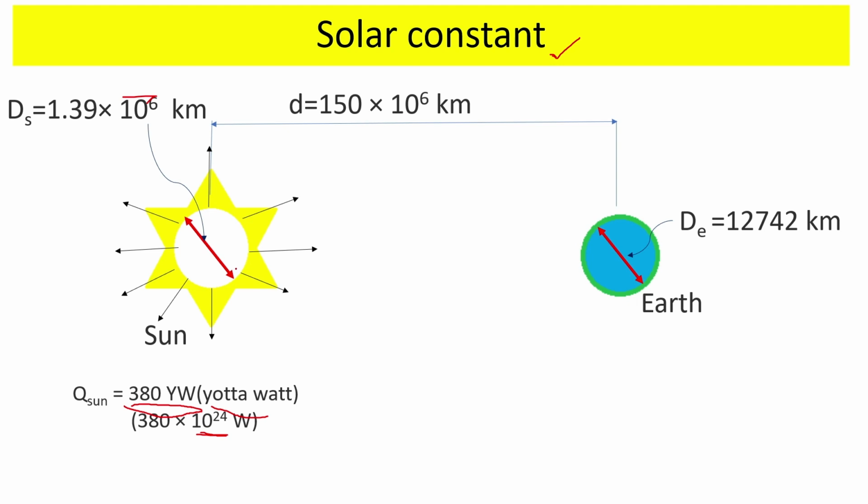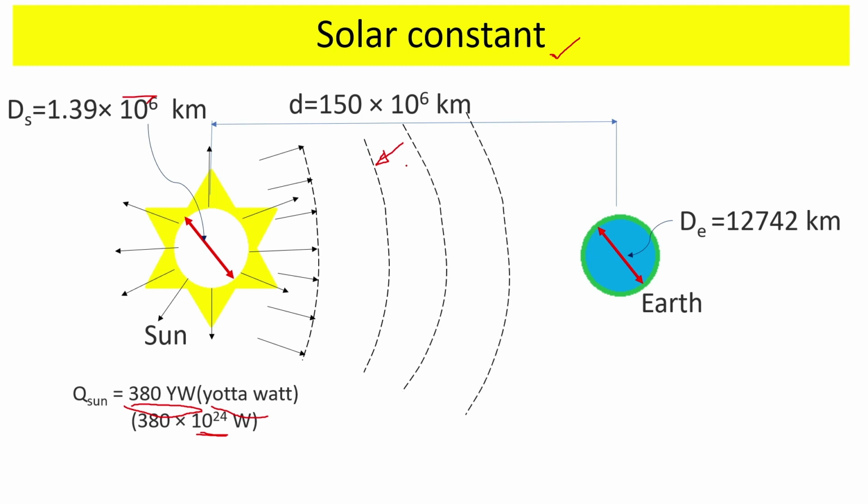And this energy which the sun emits is not energy, it is energy per unit time. It's watt, so it's per unit time. Every second the sun is emitting 380 into 10 power 24 joules of energy. And this energy spreads spherically from the sun everywhere, right? This is a spherical front which we see, and this spherical front keeps growing until it reaches Earth.